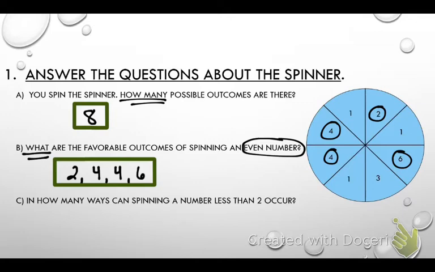Let's go to the next one, letter C. In how many ways can spinning a number less than 2 occur? I want you to underline this. How many ways? Because of that, I want you guys to count how many ways you can find on here of something that is less than 2. Talk to your partner about it and see if you guys can find the answer.